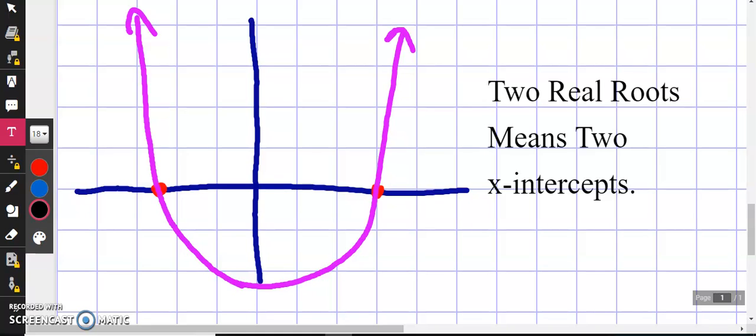Because we came up with two real roots, our graph is going to have two x-intercepts. So if I happen to give you a graph that has two x-intercepts, you know you're supposed to get two roots when you factor it.